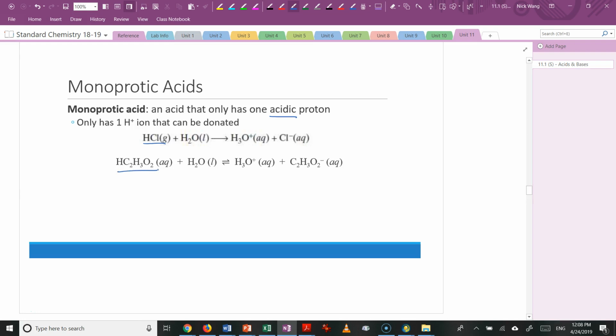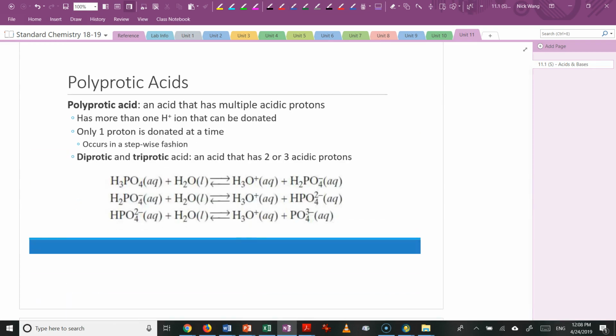What about something like this? Well, this is actually acetic acid. You see that there's lots of H's in here. In fact, there's a total of 4. Some of you may have wondered, why is that H always by itself? Why can't I just write C2H4O2? That's because this is representing the fact that this is the only acidic H, meaning this is the only H that's given up. These other 3 H's in the middle are non-acidic. So that H is given to this H2O, and you create H3O plus and C2H3O2 minus. This is a monoprotic acid.